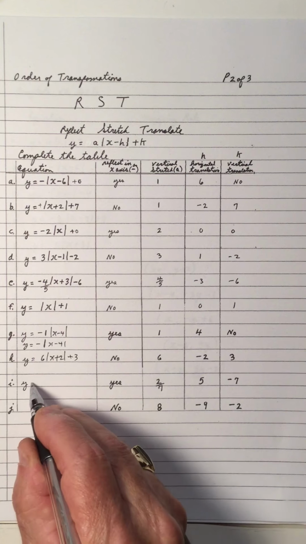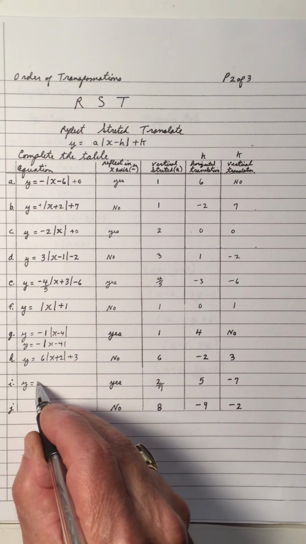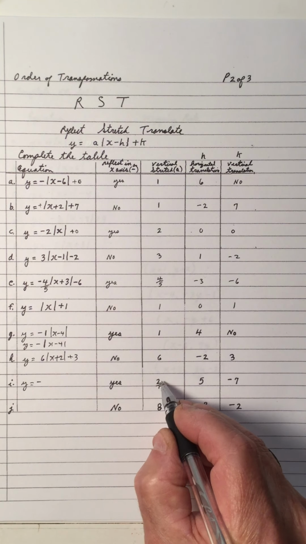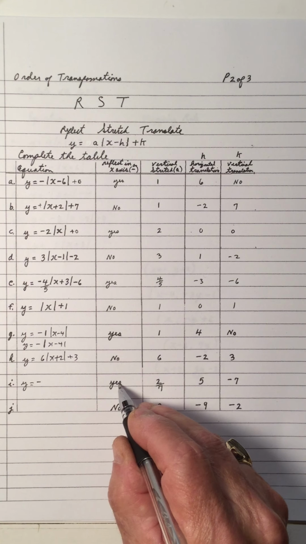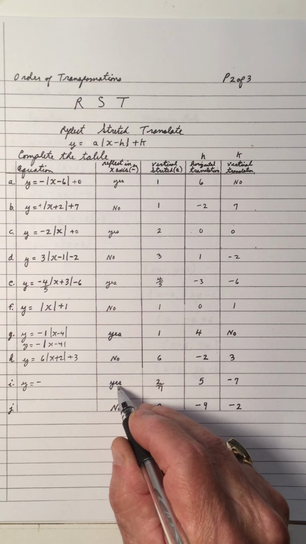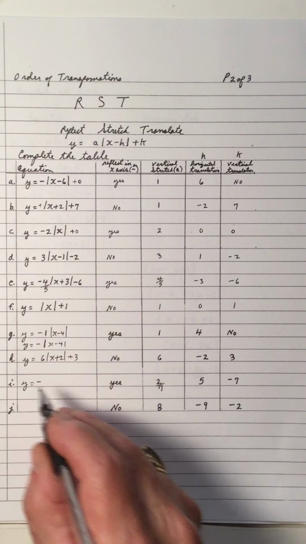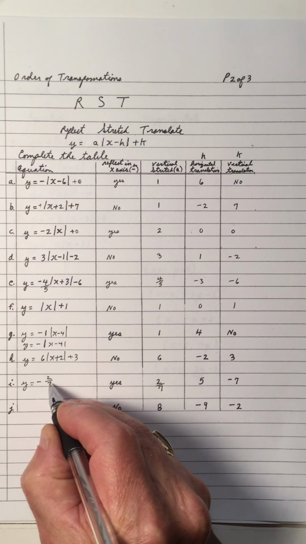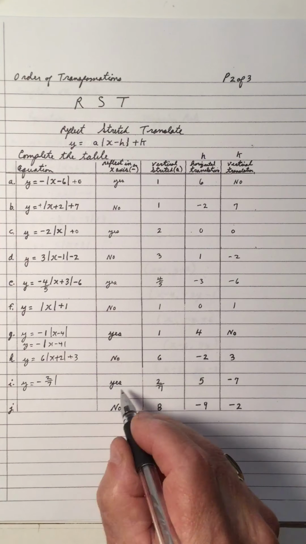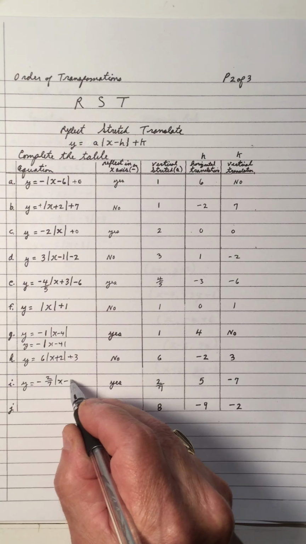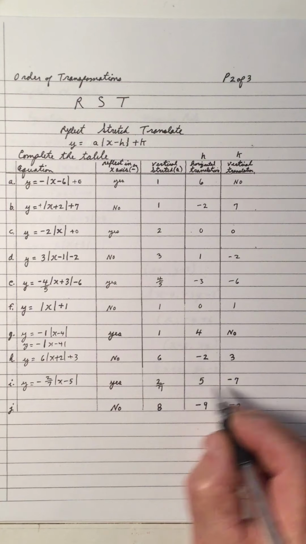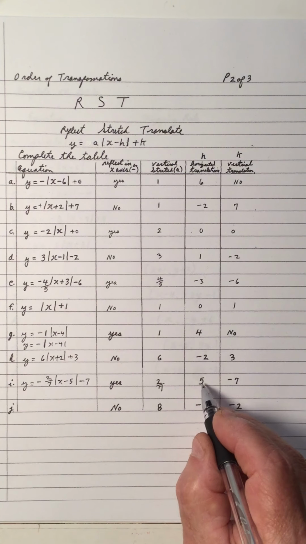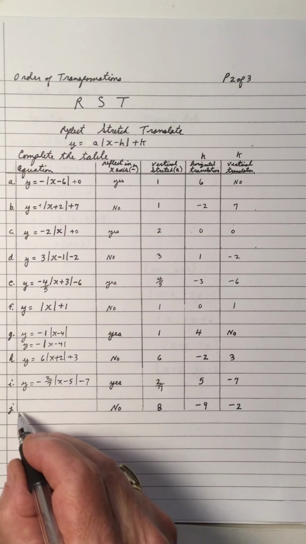Next equation, the reflection in the x-axis is yes, so we have a negative. The vertical stretch is 2/7, so that's the a value in front. We have a 5, so it's x minus 5, minus 7. Again, you change this sign, but not this one.